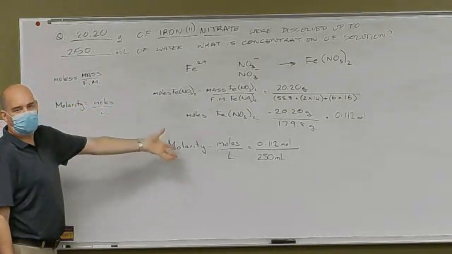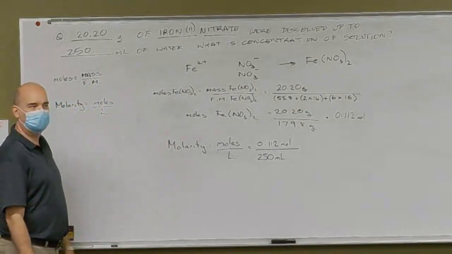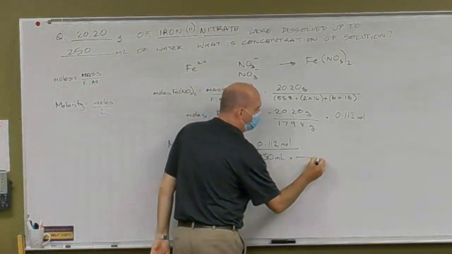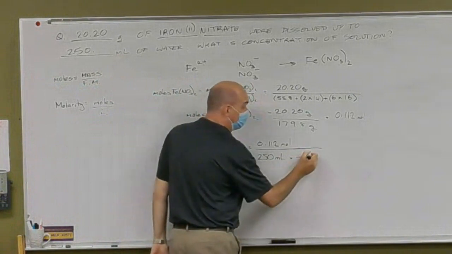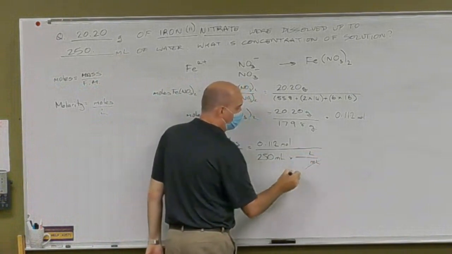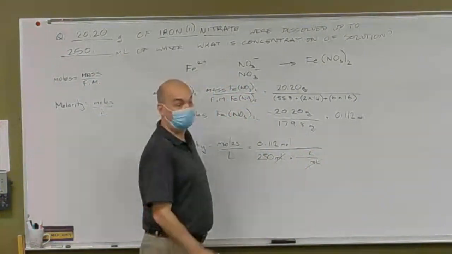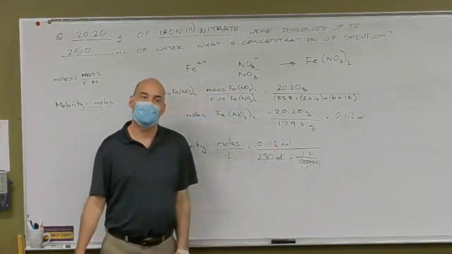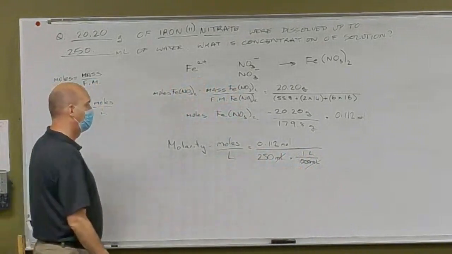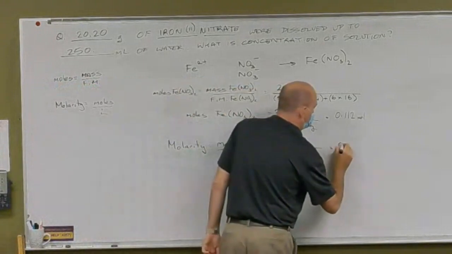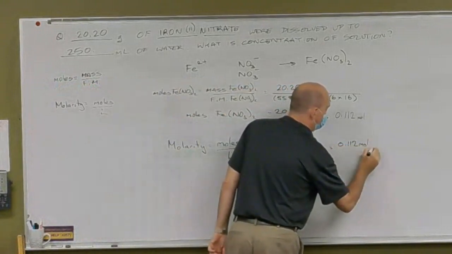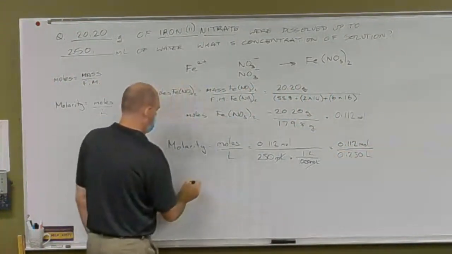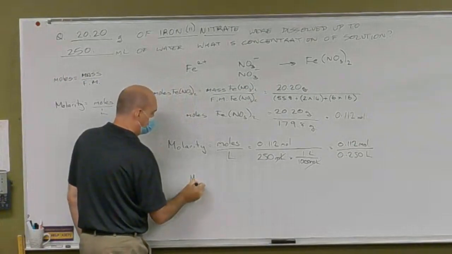So all I have to do is figure out, do I multiply that number by 1,000 or do I divide it by 1,000? Right. Gonna make the milliliters go away. My conversion factor needs to contain liters and milliliters. If I put milliliters on the bottom, this milliliter and that milliliter cancel. And there are 1,000 milliliters in 1 liter. So I will be dividing that number by 1,000. 0.112 moles divided by 0.250 liters gives you the molarity.